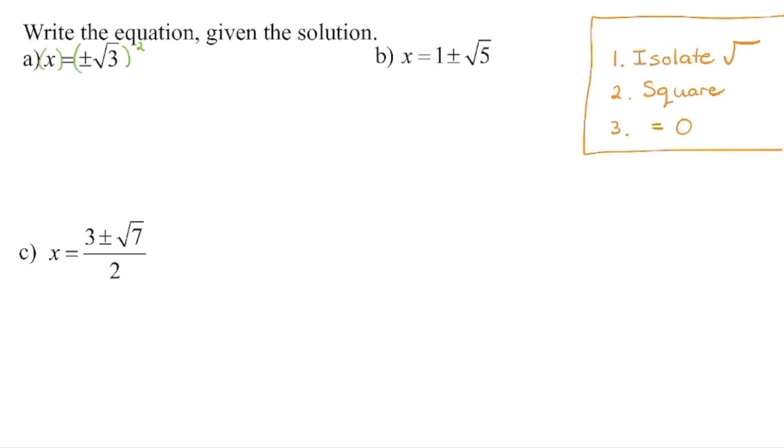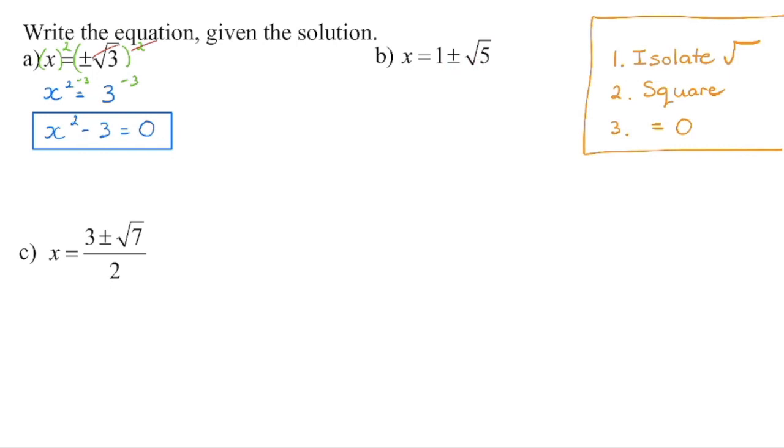Squaring is going to cancel the square root, and that's going to leave us just with x squared is equal to 3. And then we're going to make this equal to 0. So if I want 0 on the right, I'm going to subtract 3, and then I'm going to do the same thing to the left side to keep it balanced. x squared minus 3 equals 0 is my equation. My vertex will be at (0, -3), which is going to be that y-intercept. All right, let's try the next one. So I need to isolate the radical.